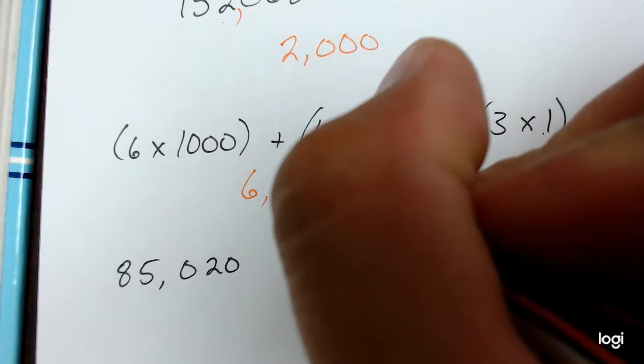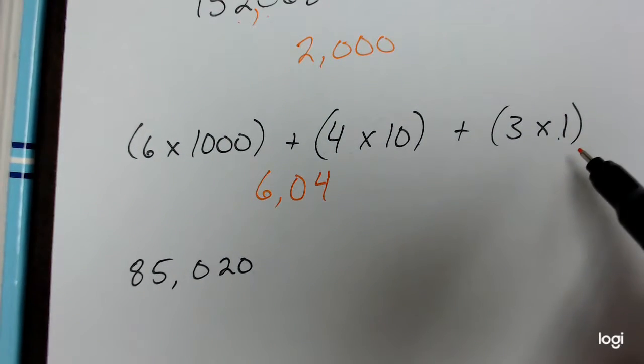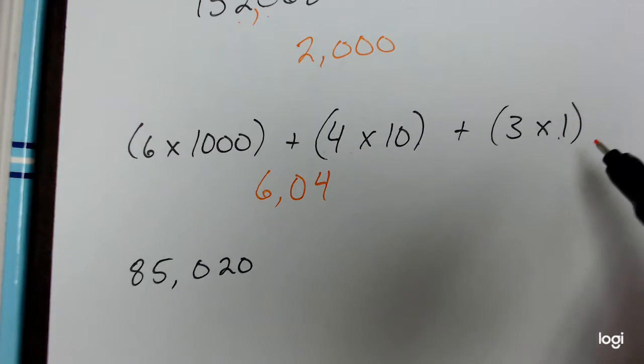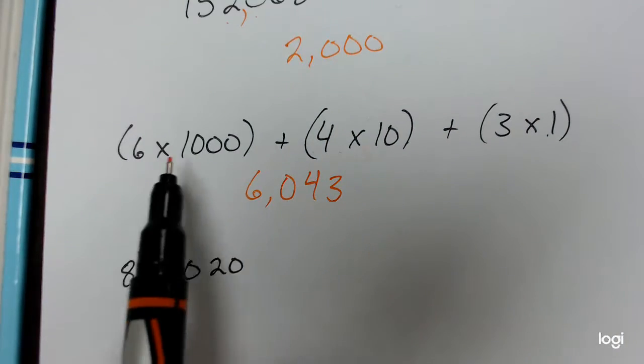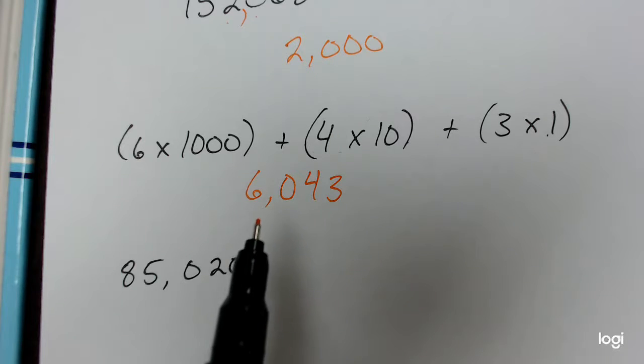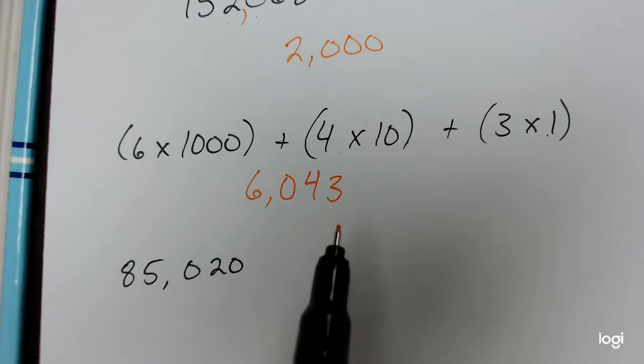Next, I'm on to the tens place, and I have 4 times 10, or 40, so that means I put a 4 in the tens place. And lastly, I have the ones place, and I have 3 times 1, so the ones place will have the number 3. So this expanded notation number is the exact same number as 6,043.